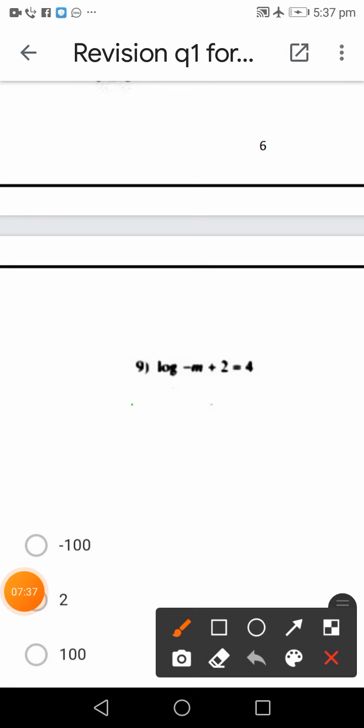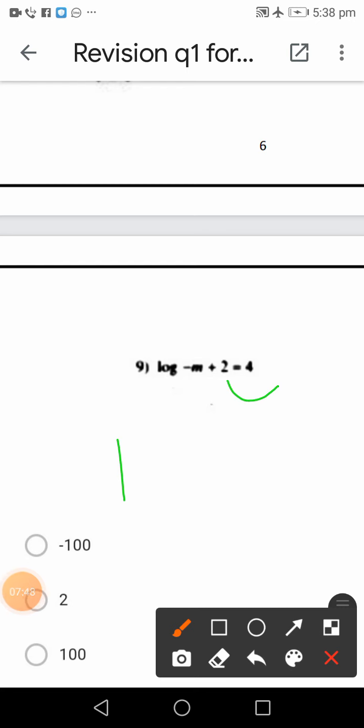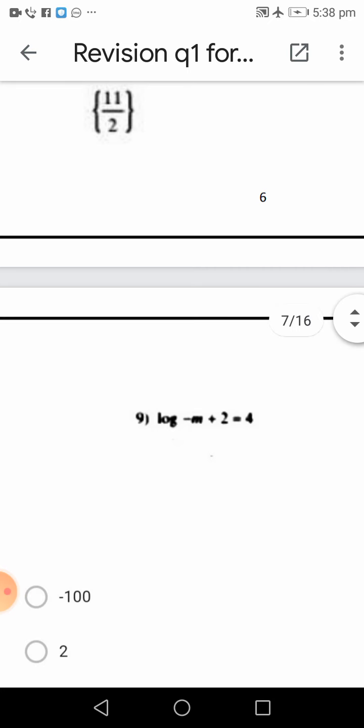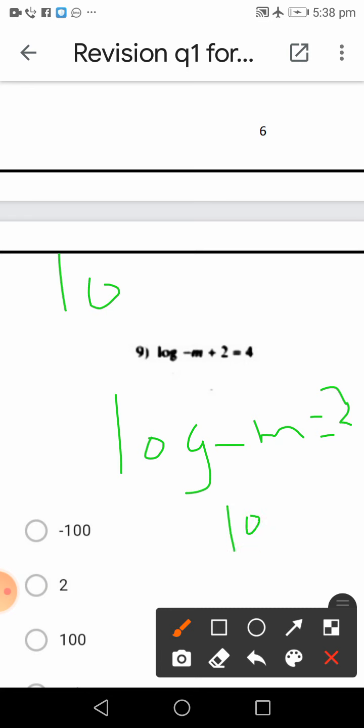If you want to solve log of negative m plus 2 equals 4, what will you do? You can get it by calculator, or you can send the 2 to the other side to get log of negative m equals 4 minus 2, which is 2. If you want to solve it, you take the base as 10. If there is no base, put 10. 10 power 2 equals negative m, to get the answer negative 100.